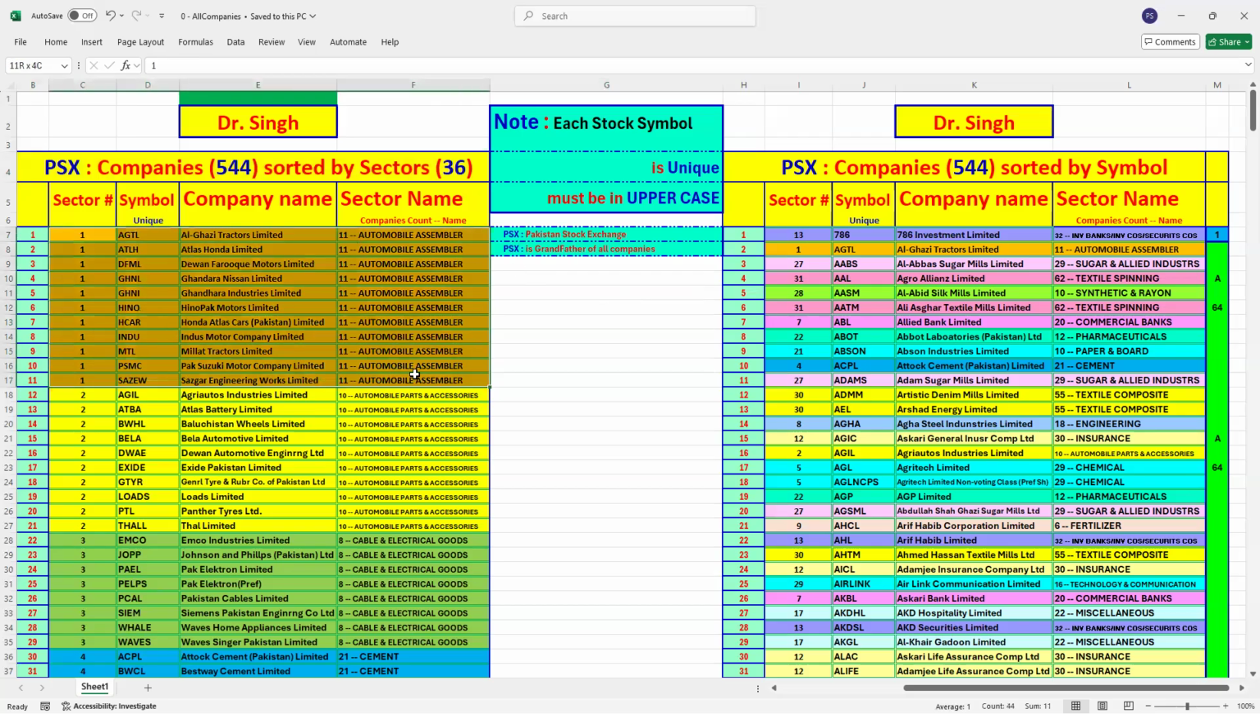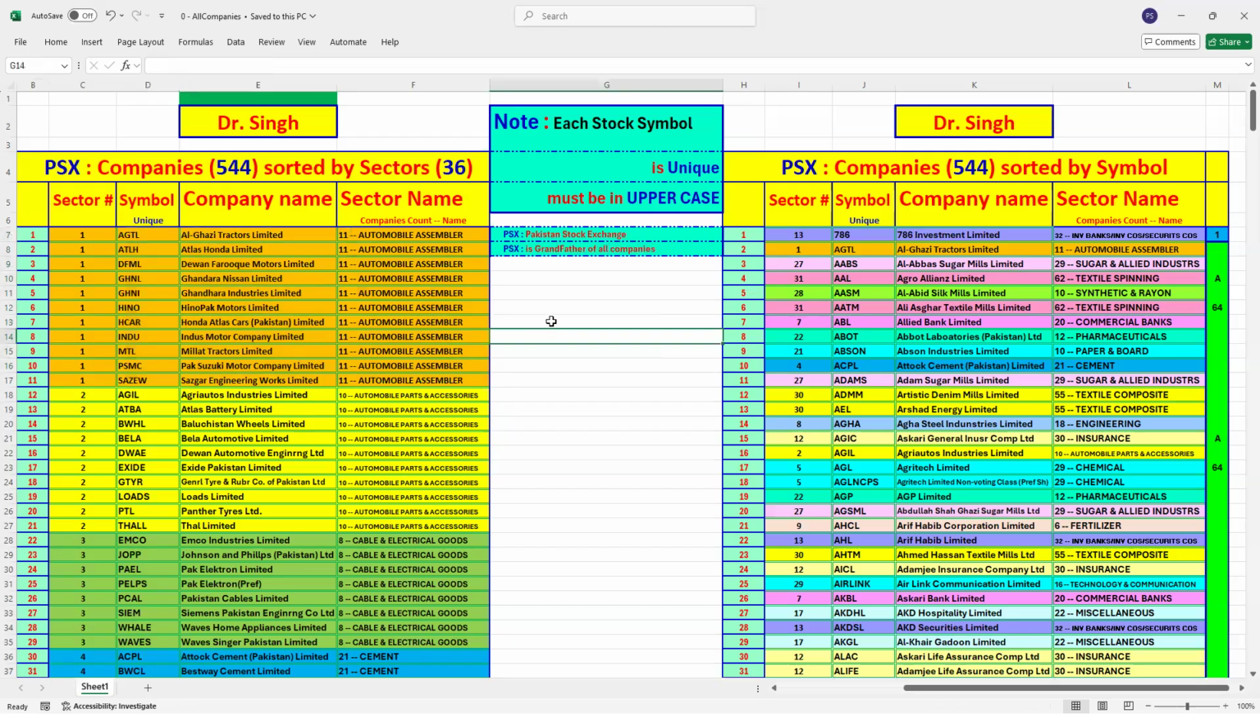And what you're looking at over here is sector number one, which is called Automobile Assembler. The 11 that you see here refers to how many companies are in that sector. These are the actual names of the companies, and these are the symbols of the companies.